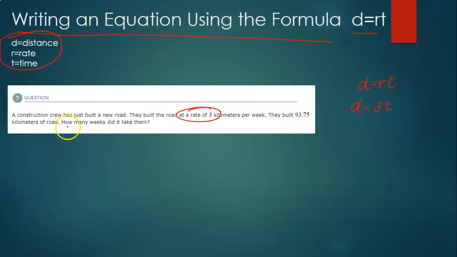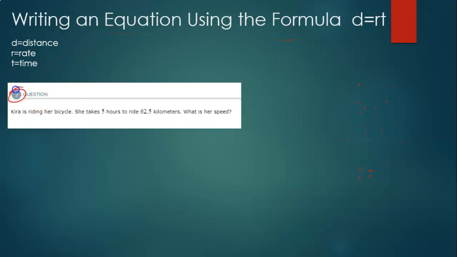They built 93.75 kilometers of road. Well, that's our distance, not our time. So that's 93.75 equals 3t. I'm going to divide both sides by 3. And so it should have taken 18.75 weeks to build the road. You pause the video and try this one on your own.